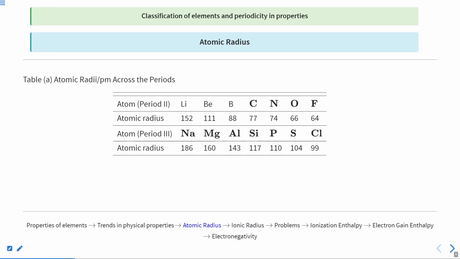So these are the atomic radii across the period. You can see that it is decreasing. From lithium to fluorine, it is decreasing: 152, 111, 88, 77, 74, 66, 64. Similarly, in period 3 also it is decreasing as we move from left to right. Okay. Clear?